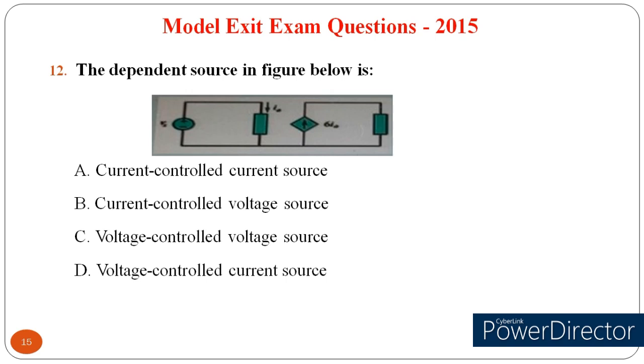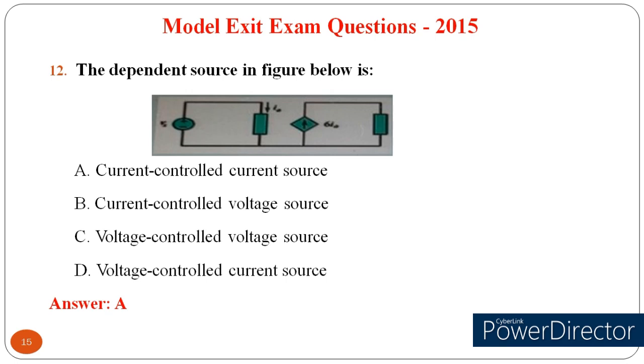Current controlled current source is a dependent source where the output current is depending on the input current source, or it's a dependent source that produces an output current for the given input current.